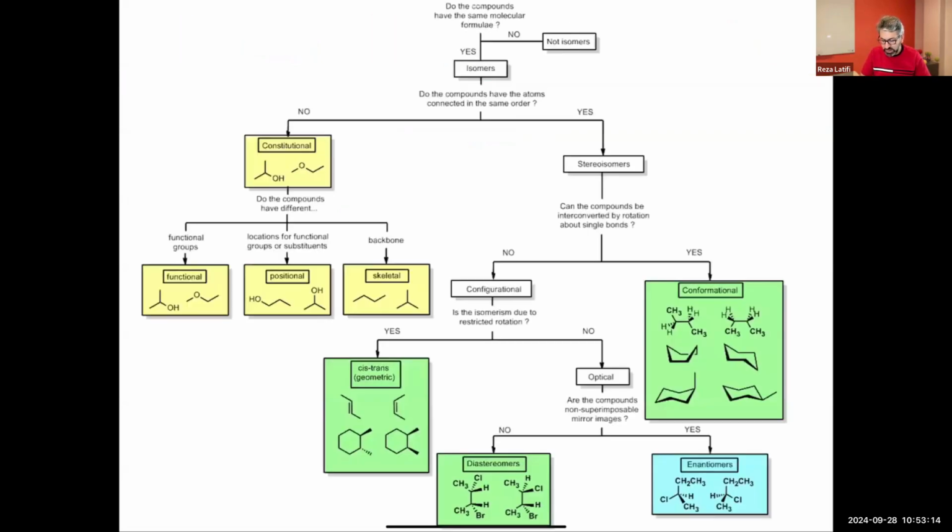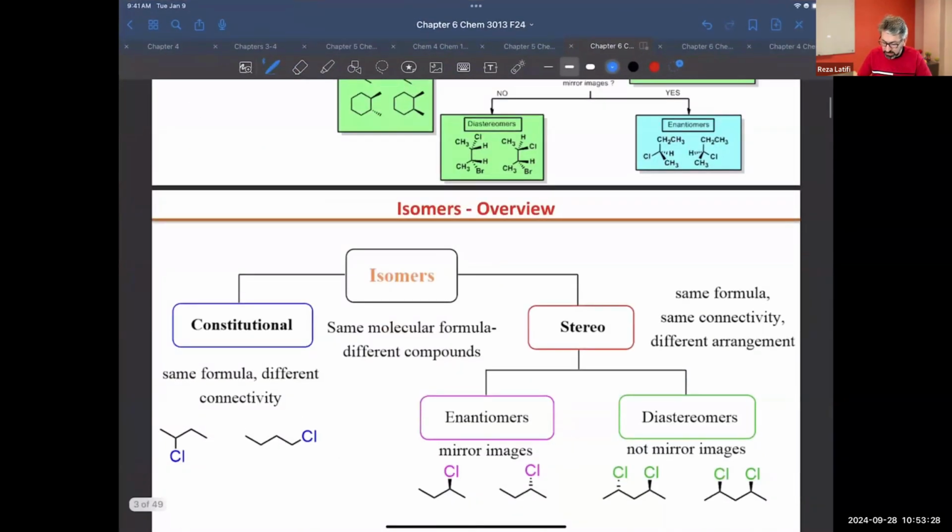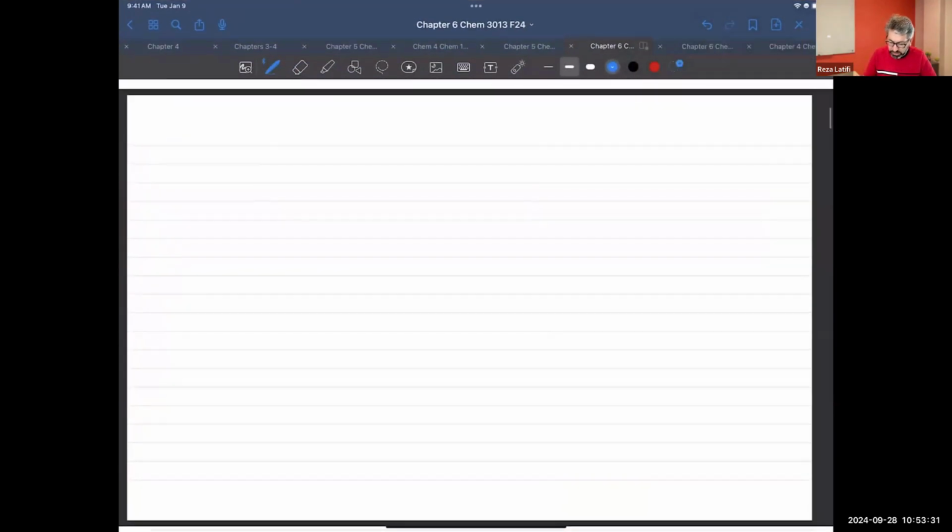So let's start. The first thing that we need to know is, are we dealing with constitutional isomers or stereoisomers? How do I differentiate these two from each other? Let's start with a really simple example. Let's say I have oxygen, and I'm going to attach it to two carbons, and those two carbons need to be octet. So I'm going to have a CH3, CH3.